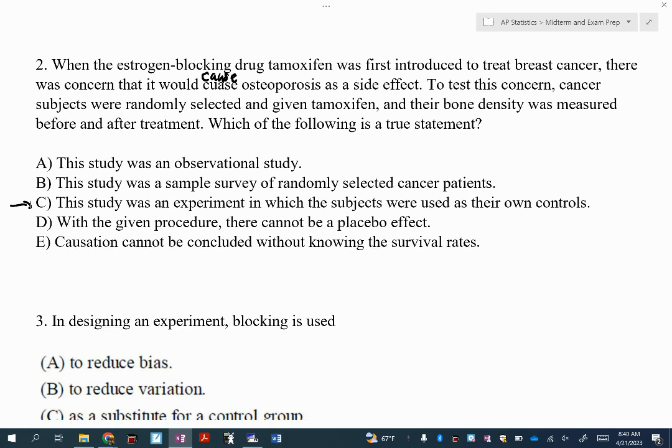What else do you guys think? You said A? Why do you say A, Ezekiel? Yeah, I mean, I'm kind of in between A and B because when I look at B, we are randomly selecting cancer patients, all right? And we're essentially just assigning them to get the tamoxifen.